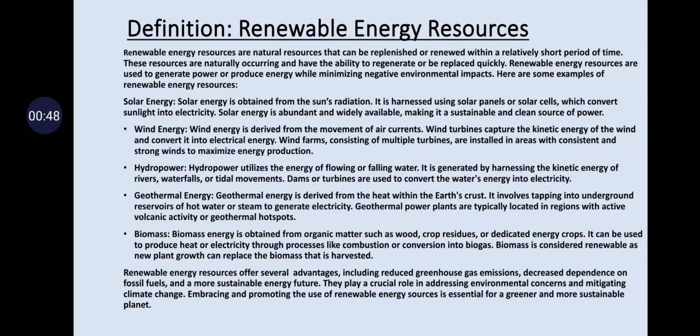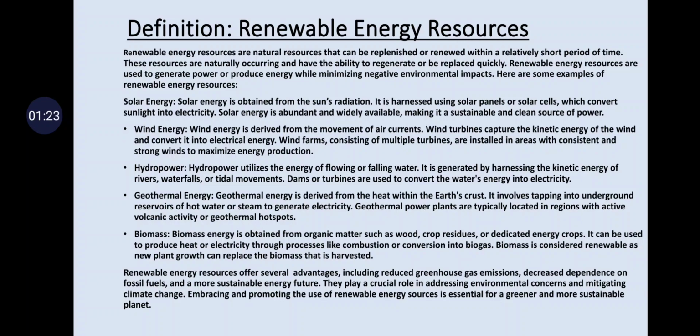Alright, how many examples have they given us? 5. Alright, 5 examples. The first one is solar energy. Alright, solar energy is obtained from the sun's radiation. It's like your body, if you stand in front of the sun. Alright, then the sun is sending rays to our earth, and when the rays fall on you, your body is type of collecting the rays. Like people say, you get vitamin D. It's like sun's radiations give you vitamin D.